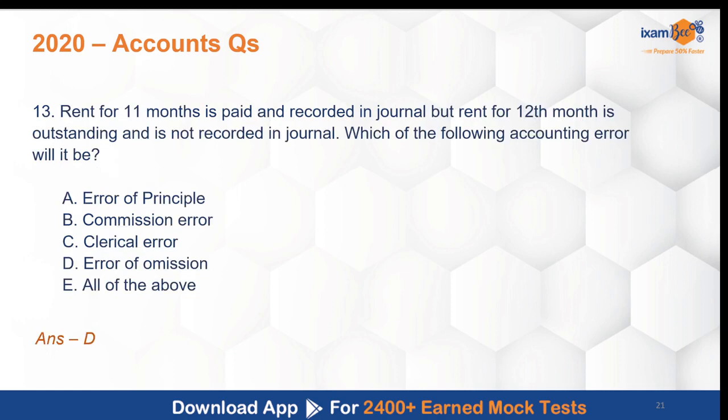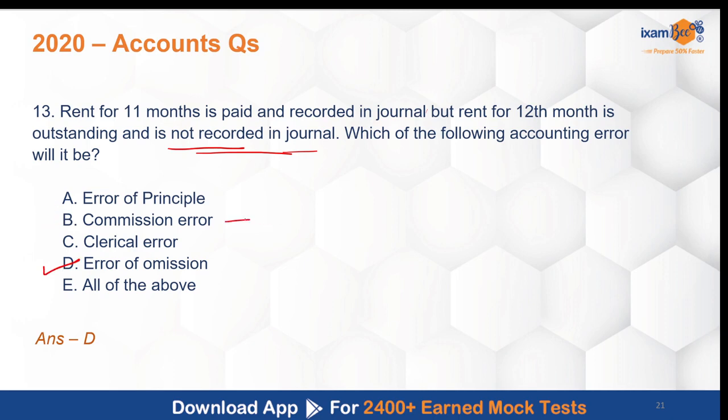13th question, rent for 11 months is paid and recorded in general, but rent for the 12th month is outstanding and it is not recorded in general. Which type of accounting error has been made over here, right? So if you have forgotten to make the entry, it is an error of omission. There can be other errors like error of commission, or the error of principal.